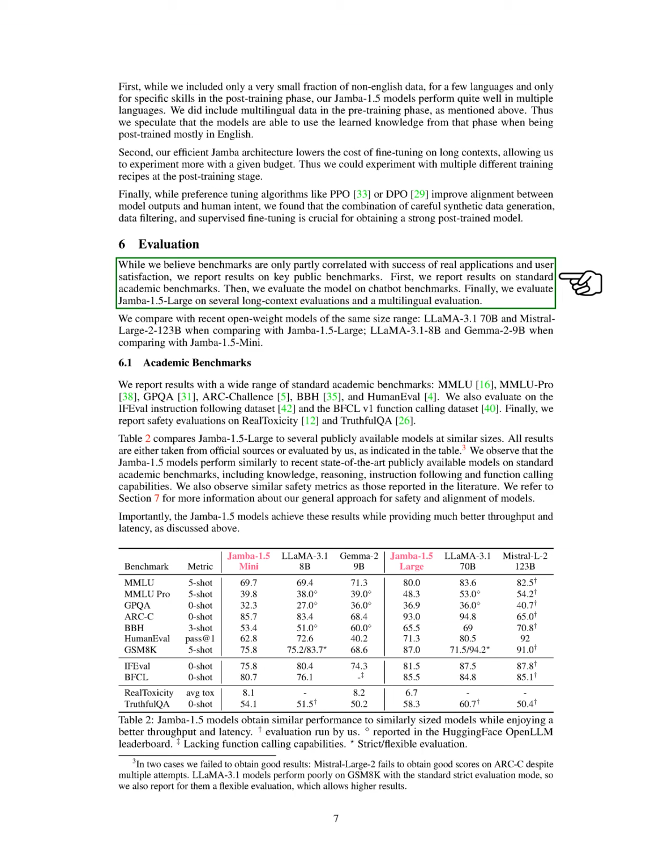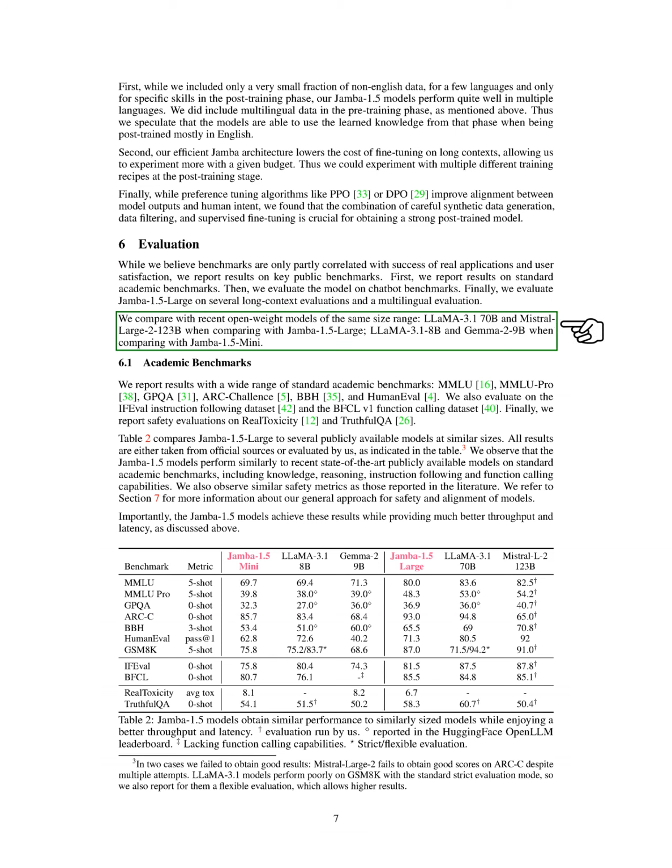on key public benchmarks. We present results on standard academic benchmarks, chatbot benchmarks, and long context evaluations, comparing Jamba 1.5 Large with similar-sized models like Llama 3.1 70B and Mistral Large 2 123B, as well as Jamba 1.5 Mini with Llama 3.1 8B and Gemma 2 9B.